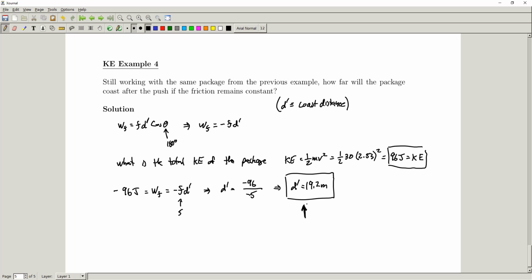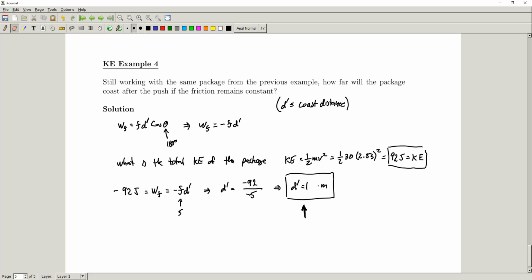And actually, I've just noticed that I've written down the wrong number here. Unfortunately, this 96 should not be a 96. This should be a 92, because 4 of those joules were lost in friction as we were pushing this thing. So this should really be a 92, and this should really be a 92. And that may slightly change this value here. Maybe I'll pull it up on a calculator really quick. 92 divided by 5 is going to give us 18.4.